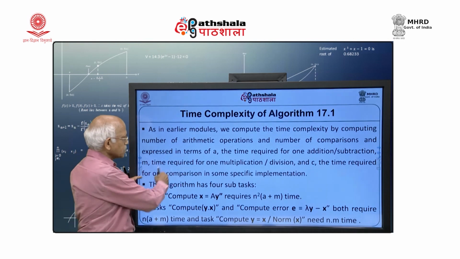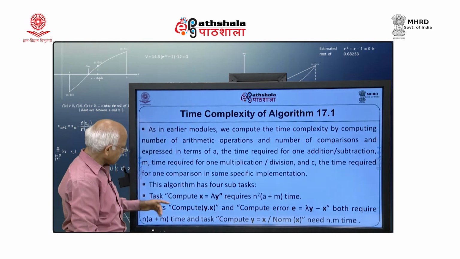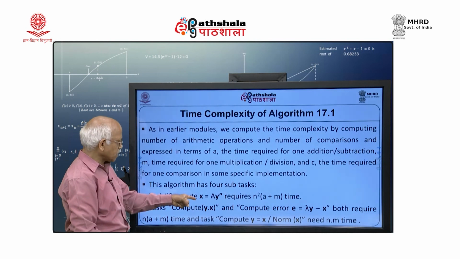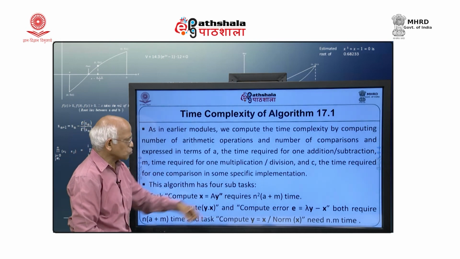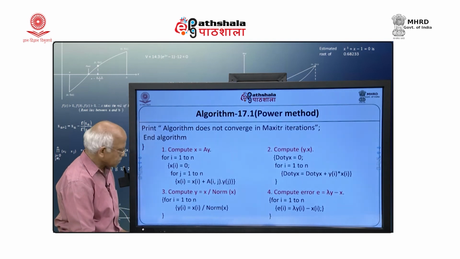In some specific implementations, this algorithm has 4 subtasks, as we have already seen. So, these times are taken with some specific implementations. This algorithm has 4 subtasks. Task compute x bar equal to A y bar requires what? n square into (A plus M) time. How can you look at this?